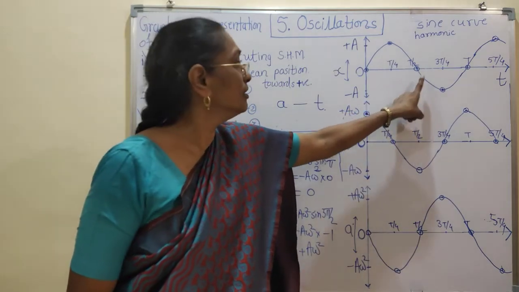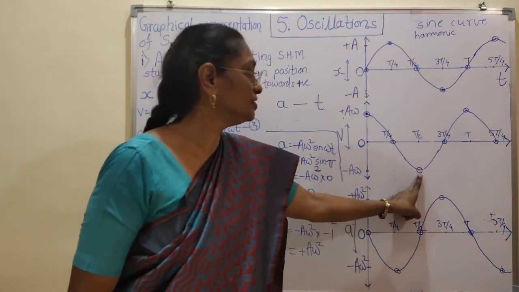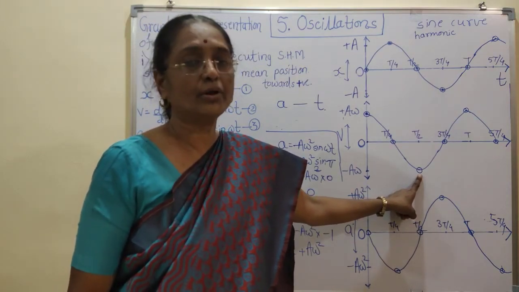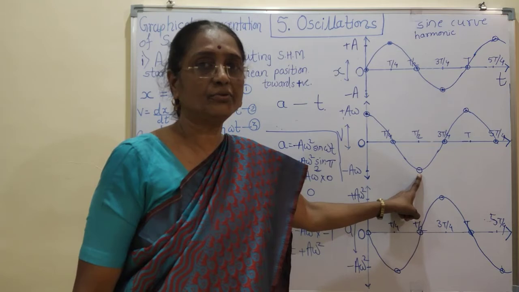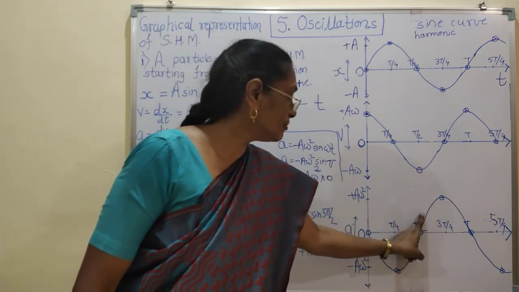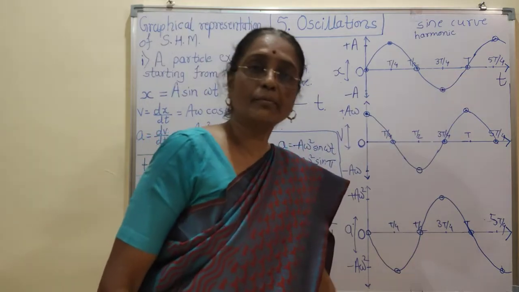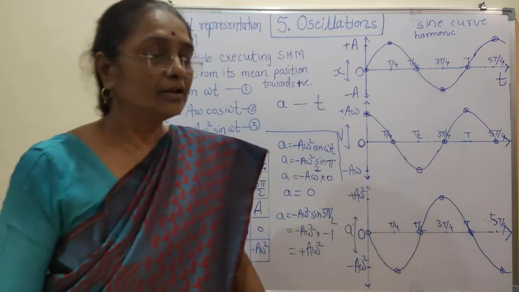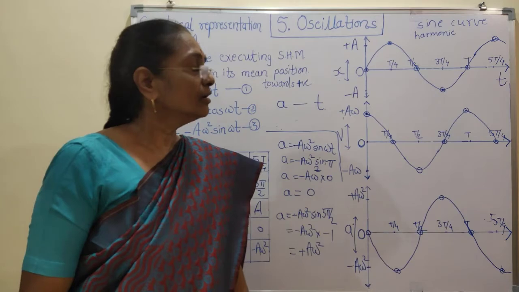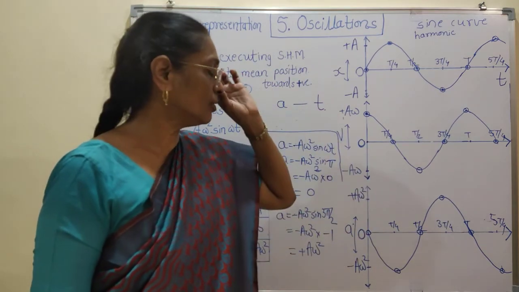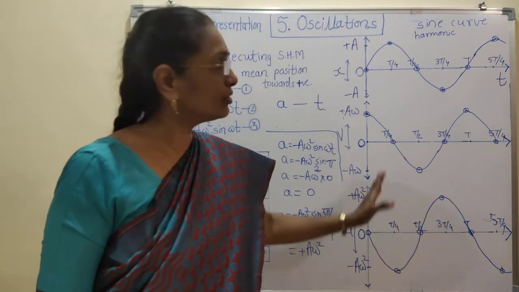the mean position. Velocity is negative maximum, meaning it is negative and going towards the negative extremity, and at that time acceleration is 0. Such observations we can make on the graph, because all graphs have cyclic values, or the order is cyclic for all values.